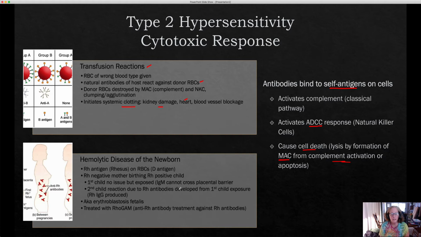So more often than not, a mother is treated with RhoGAM. This is not an issue anymore. When you become pregnant, they will test your blood type to see if you are Rh negative. If you are, they're going to give you an injection of RhoGAM. It is an anti-Rh antibody treatment, and it's used to block the production of Rh antibodies.